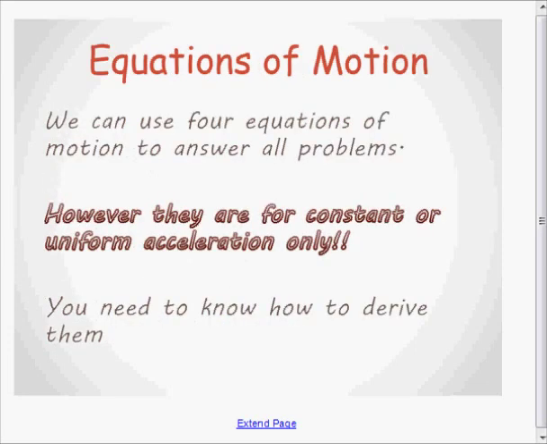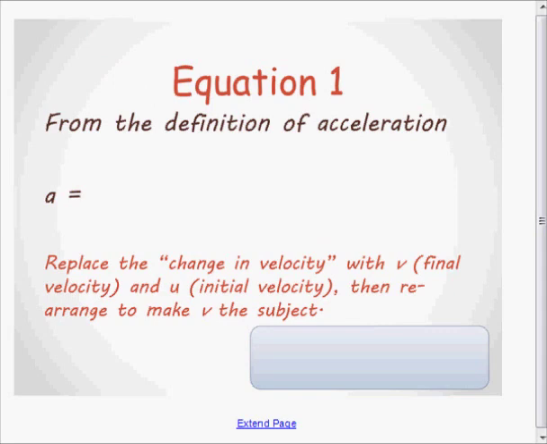Now we can explain a lot of the kinematic stuff with equations of motion. There are 4 equations of motion, and let's go through the derivations now. So a equals change in v over t. That's your defining formula for acceleration. If we put in some letters here, it's v minus u over t, where v is the final velocity minus the initial velocity u, divided by time. Rearrange it, I get v equals u plus at. That's equation number 1.